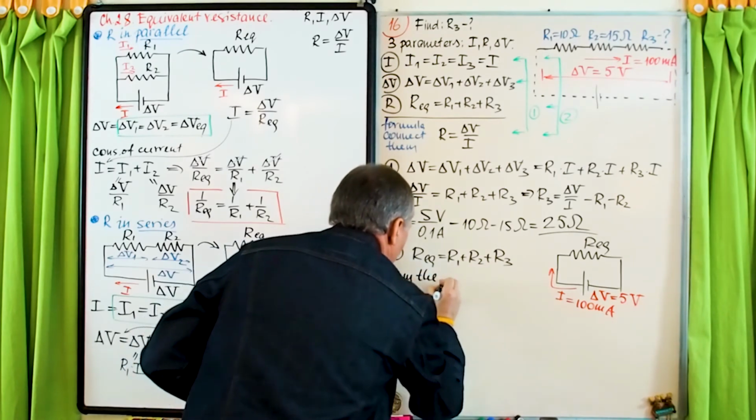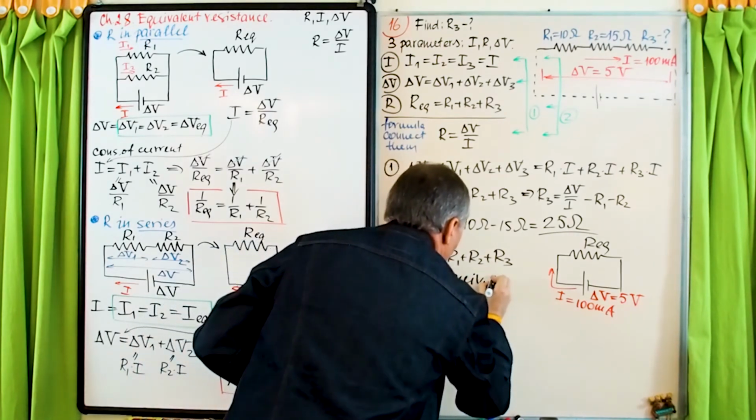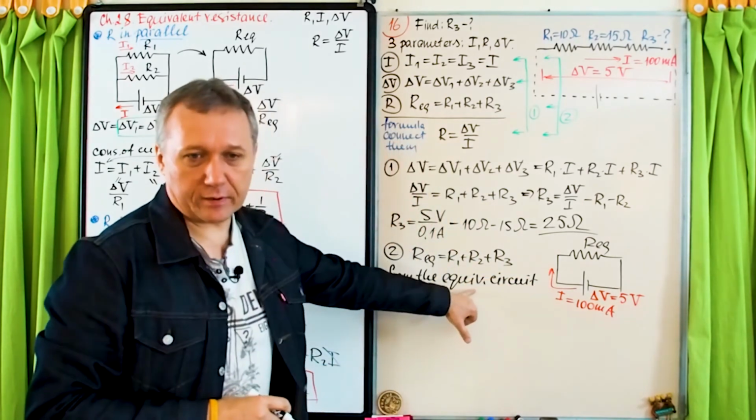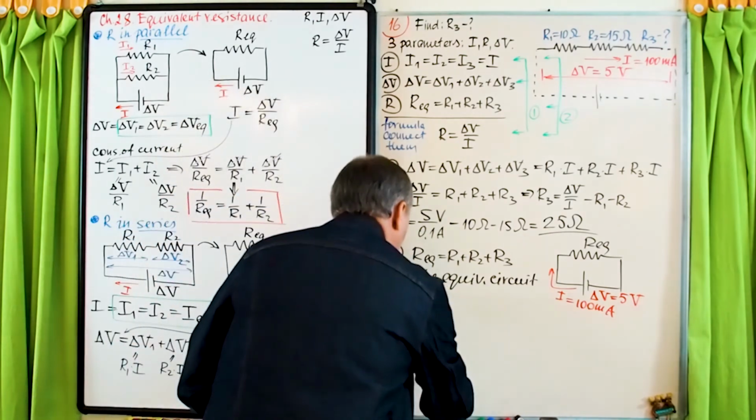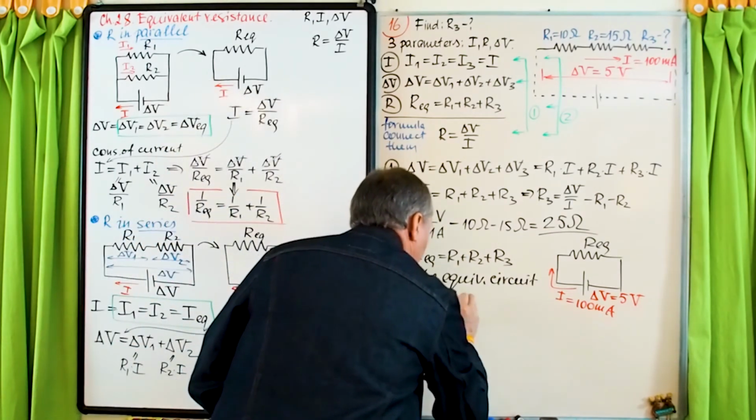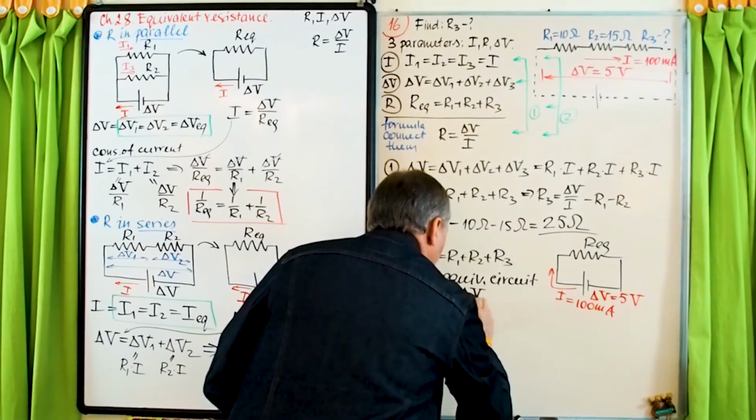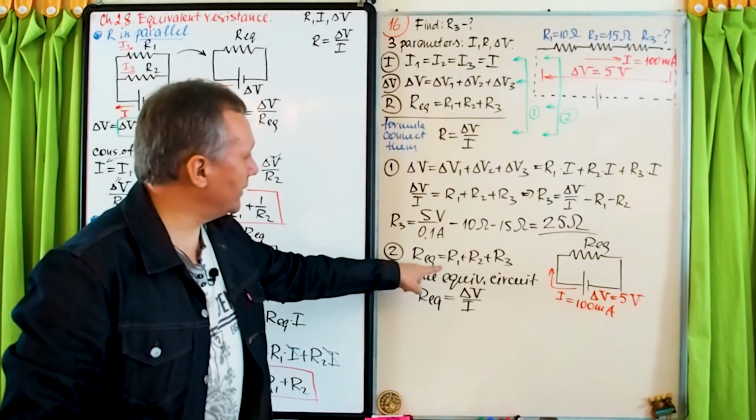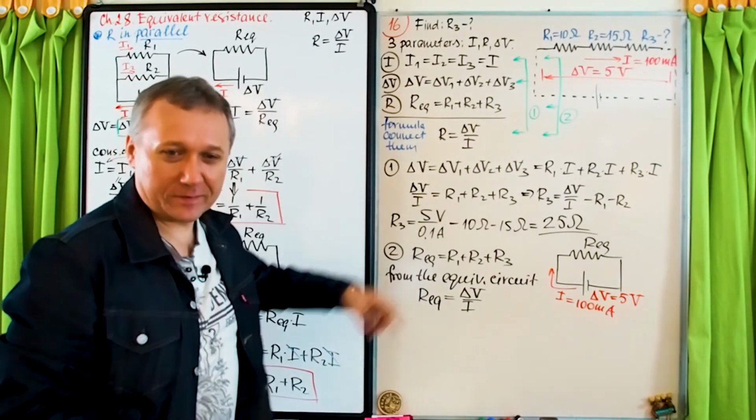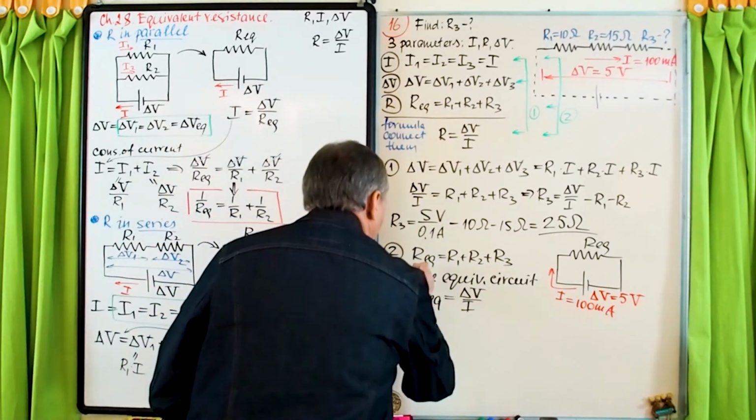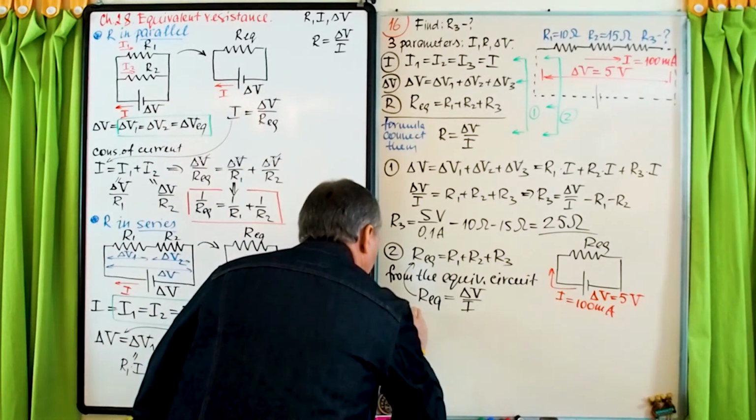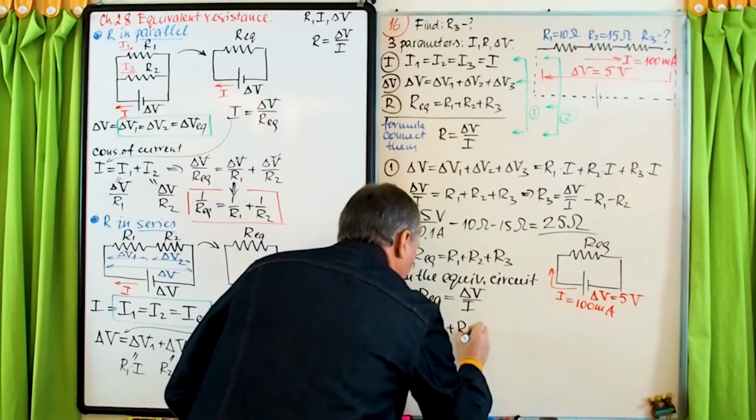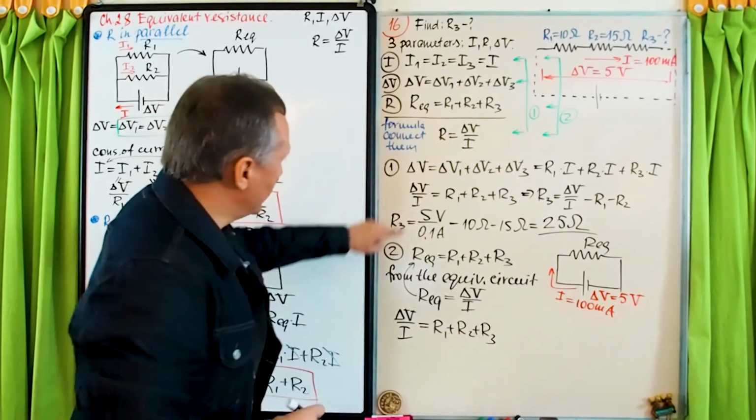Now let me write, from the equivalent circuit, we can write R equivalent equals delta V divided by I. And if you plug it over here, you will get exactly the same equation as over here. So I can plug it in, and as a result, I will have delta V over I equals R1 plus R2 plus R3, which is the same as here.